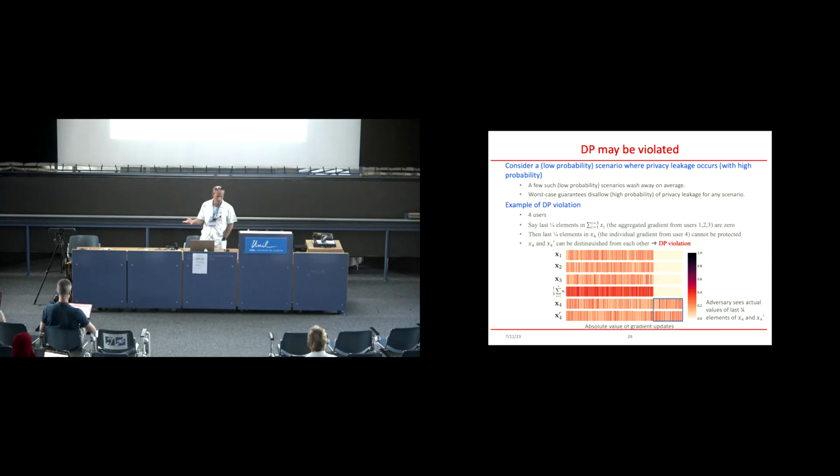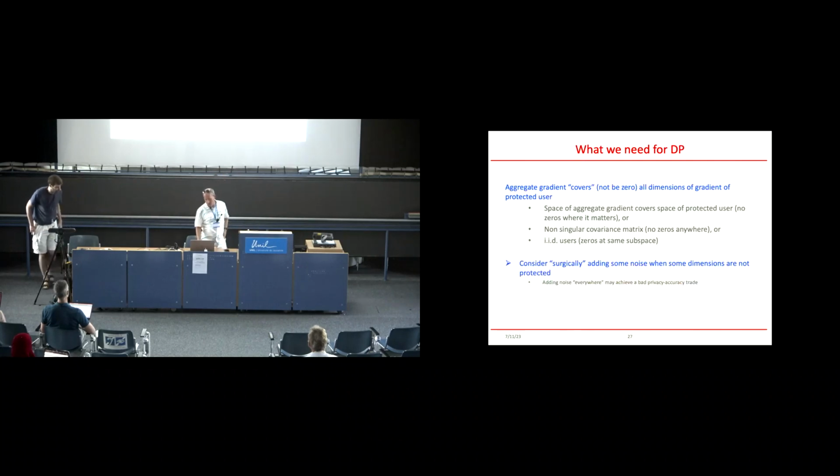And here's a counterexample. A very, very simple one. So let's say you have 4 users, and the 4th user, user 4, is under attack. And it just so happens, not very likely, but it so happens, that the first 3 users are such that on the last quarter of their elements, on their gradient updates, there's just a bunch of zeros. Then, in this case, the fourth user is not really protected with respect to the last 1/4 of their elements. So an X4 and an X4 prime are very easily distinguishable because there's no noise from the other guys, as you can see here on the right, and there is violation.